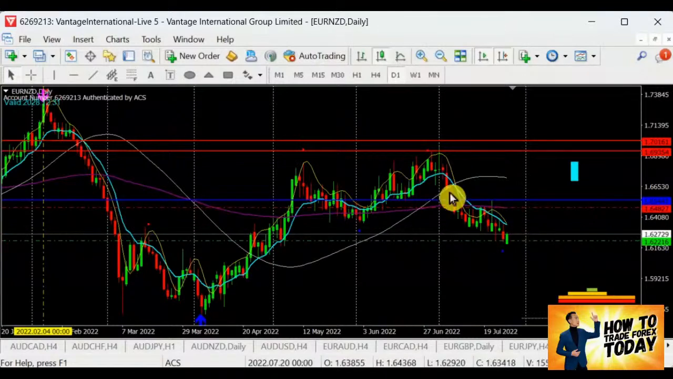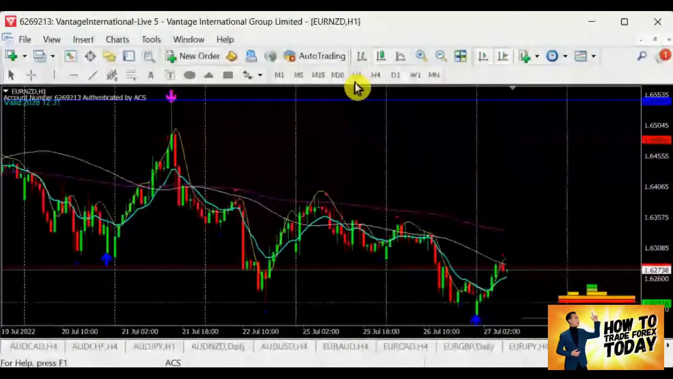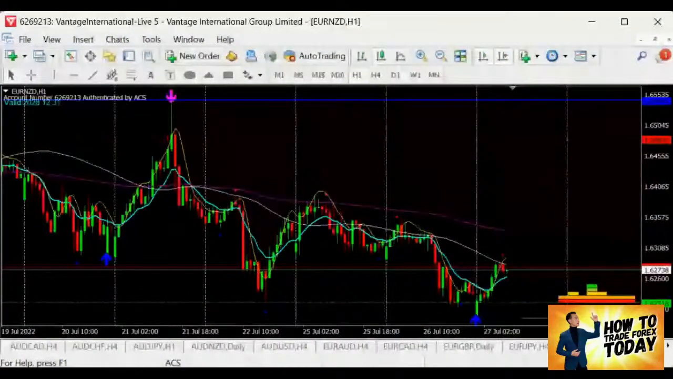Over here. Okay, so for buyers, I guess today's your day for a Euro Kiwi. Probably you can go for a buy. Okay, so this is for you, not for us as sellers. Okay, so let's move on.